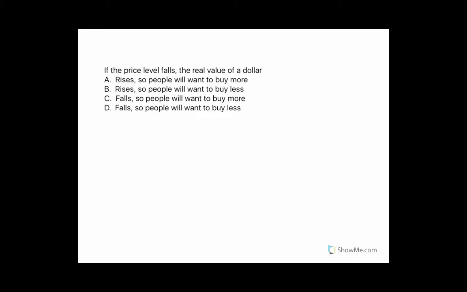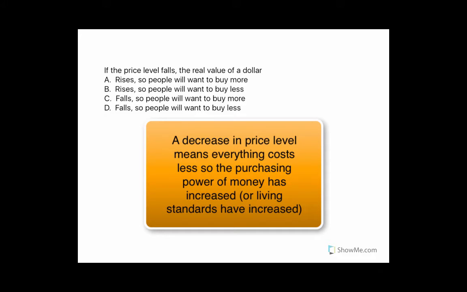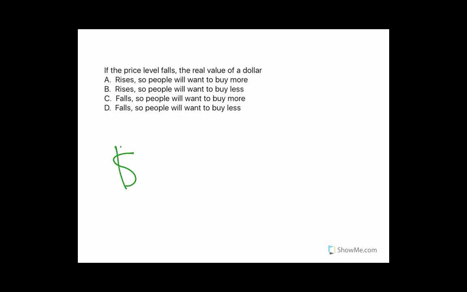This next question says that if the price level falls, the real value of the dollar, and then either it rises or falls, and that causes people to either buy more or less. So one way to think of this is that say you have $6, this makes a little more sense, and a taco costs $2, then if you divide those you can buy 3 tacos.